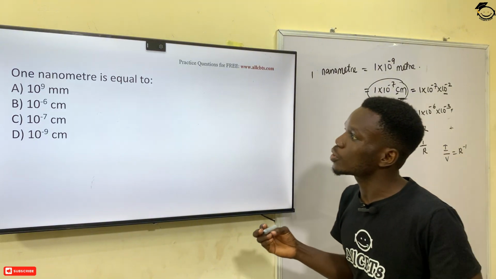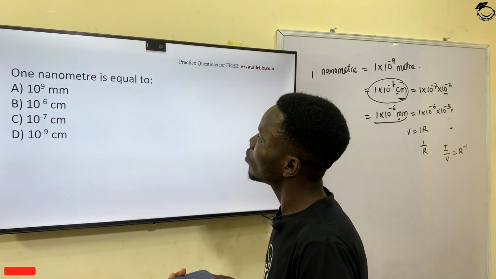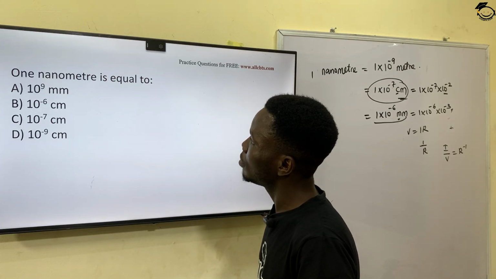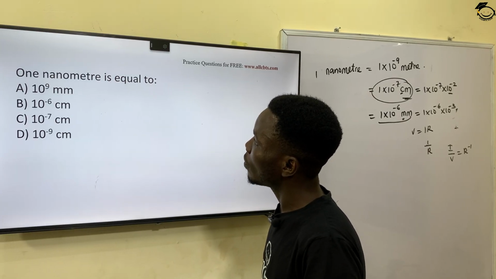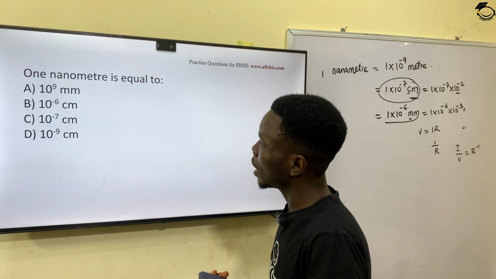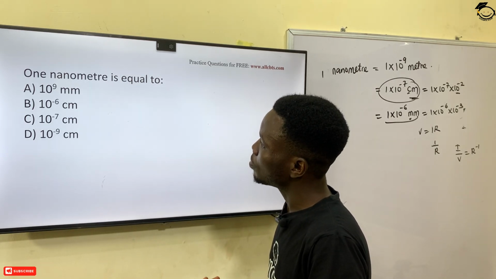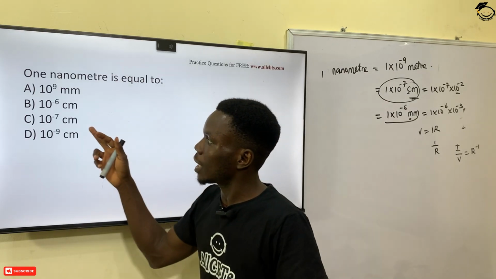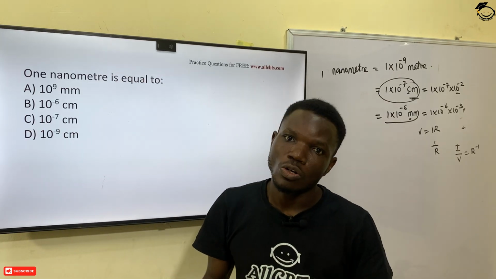Looking at our options, option A says we have 10 raised to power 9 millimeters. That is incorrect. We have 10 raised to power minus 6 centimeters. That is incorrect. We have 10 raised to power minus 7 centimeters. That is correct. It means that the correct answer to this question is option C.